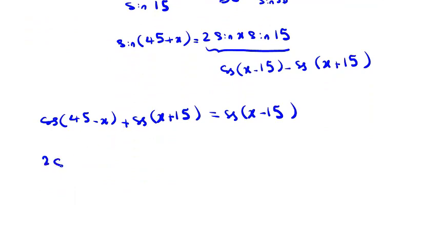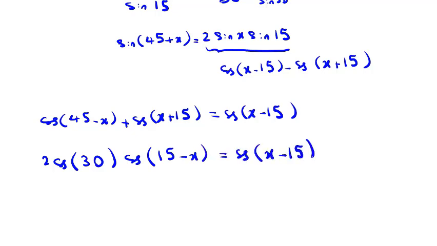It will be 2 cos of the sum over 2. The sum of them is 60, and 60 over 2 is 30, times cos of their difference over 2. The difference will be 30 minus 2x over 2, which is 15 minus x, which equals cos of x minus 15.